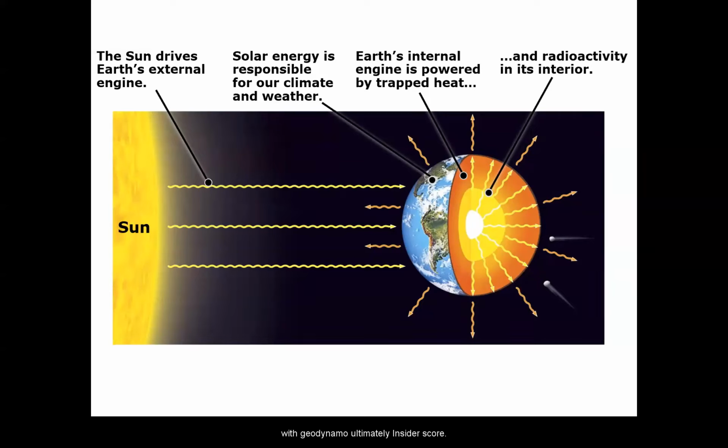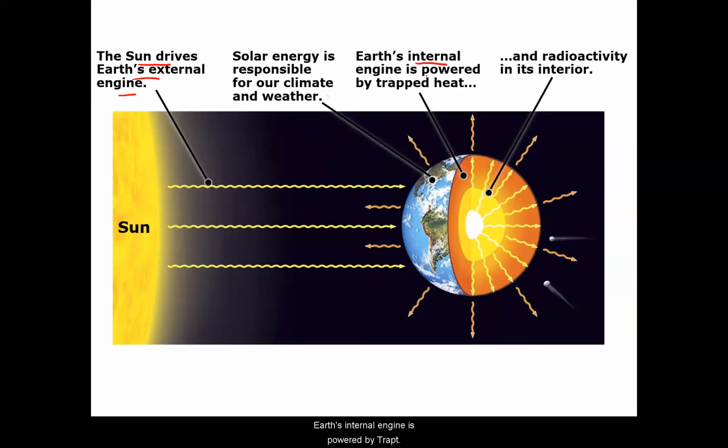The sun is what drives Earth's external engine. Solar radiation is responsible for most of our climate and weather because that energy coming in causes changes at Earth's surface. Again, we'll talk more about this in a far future lecture. Whereas Earth's internal engine is powered by trapped heat and radioactivity, sort of ongoing generated energy that is a result of quantum mechanics and things that we're really not going to want to talk about too much in depth, but we'll get into a little bit more.